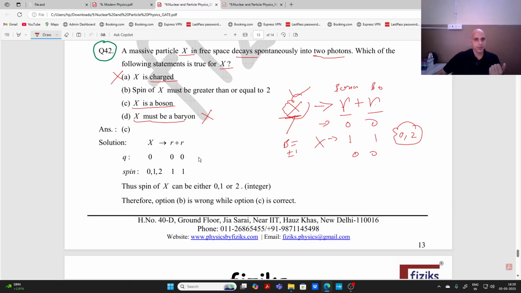Spin of X must be greater than or equal to 2. But it is again wrong. It can be 0, right? So this option is also wrong. But the correct answer that can be there, X is a boson. So C is the correct answer. You can see from here, the spin of X can be either 0, 1 or 2, but 1 is not allowed. It can be 0 or 2, right? Therefore, this option is also wrong. So C is the correct answer, right?